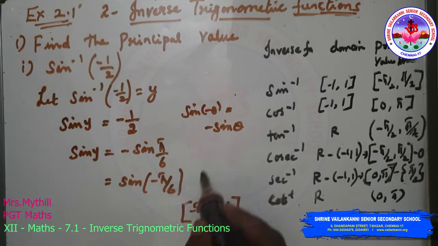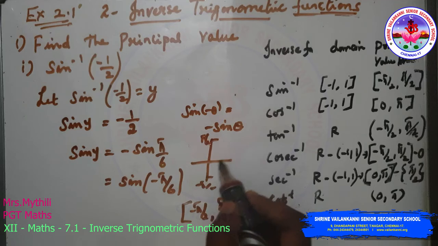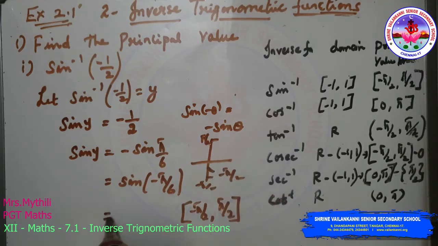So this minus pi by 6 value lies between minus pi by 2 to pi by 2, somewhere here. So the value is minus pi by 6. Principal value of sine inverse of minus half equals minus pi by 6.